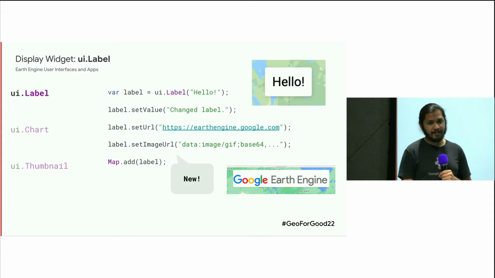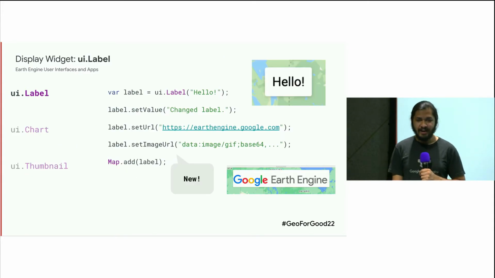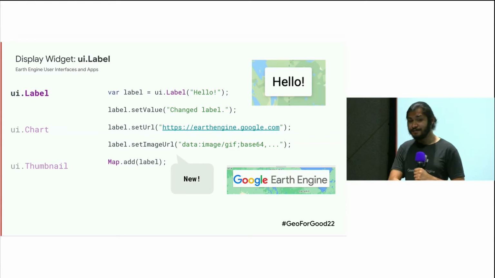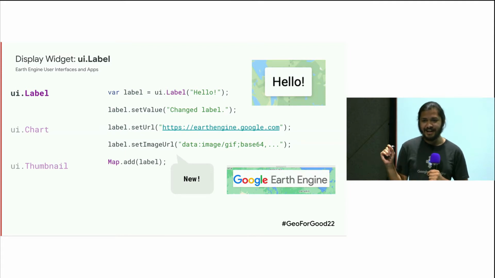The first type of widget is called ui.Label, and ui.Label is just for displaying text. So, hello. You can also set a URL, so if you want, earthengine.google.com or whatever, you can set the URL to point somewhere else. There's actually a new feature I wanted to call out, which is called setImageUrl. You can input a base64 encoded image string, and it will actually render an image. So now you can put your nice little logo inside of your app, which is really fun.